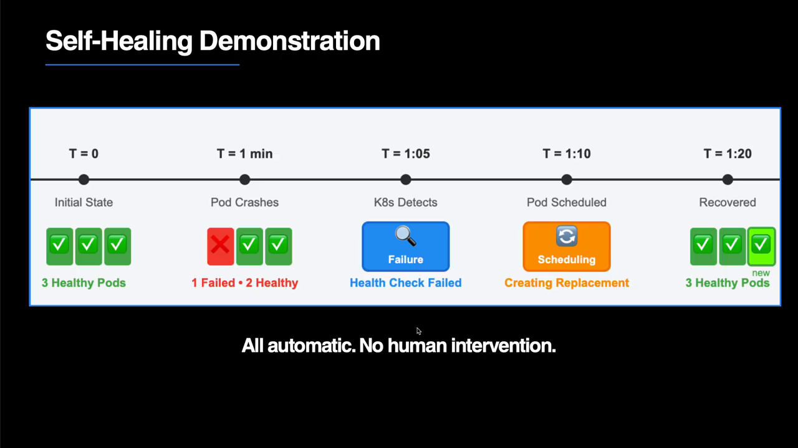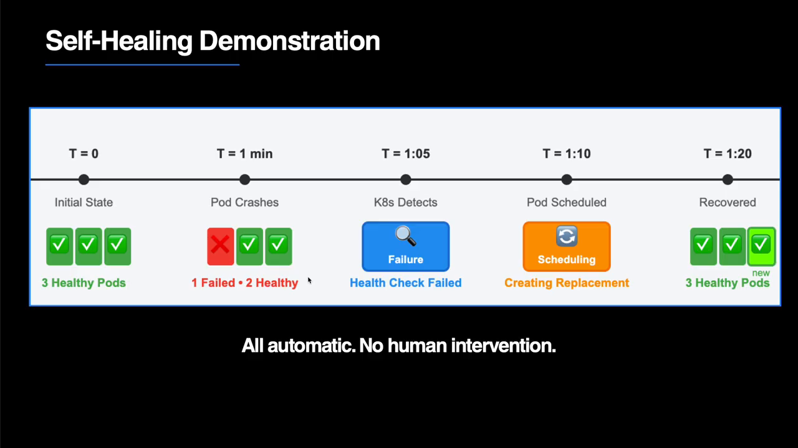And now let me show you self-healing in action. Say you have 3 pods running at time 0, all healthy. 1 minute later, one pod crashes, maybe out of memory. Within 5 seconds, Kubernetes detects this failure through health checks. Within 10 seconds, it schedules a replacement on a healthy server. Within 20 seconds, the new pod is running and receiving traffic. The entire recovery happens automatically within 30 seconds.